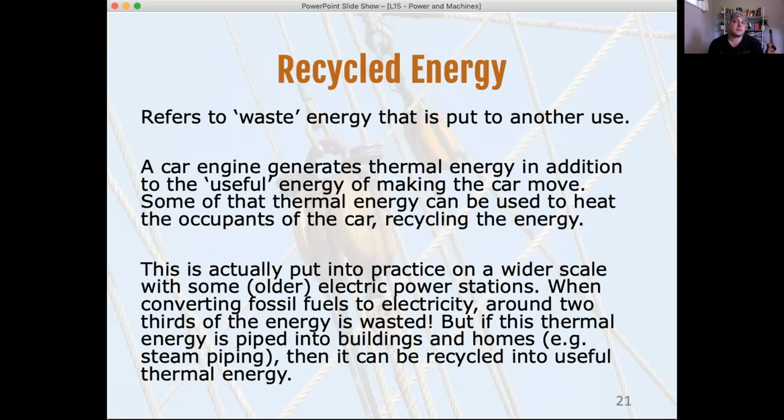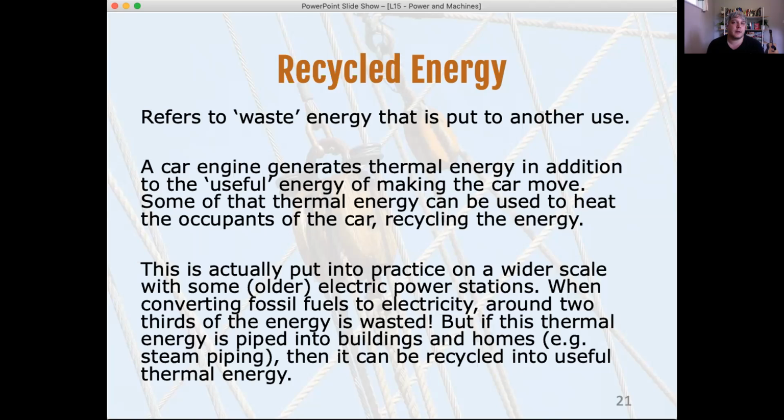Recycled energy is talking about taking some of that thermal energy. I said we can't do much work with that, but it doesn't mean it's not useful. If we can make sure we heat up a specific part of our system, we might actually want that. For example, car engines are not the most efficient engines we have. But they do produce useful waste energy that we can recycle, which is not really recycling, it's more of a reusing, a repurposing.